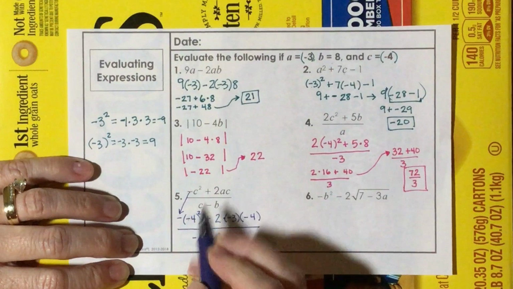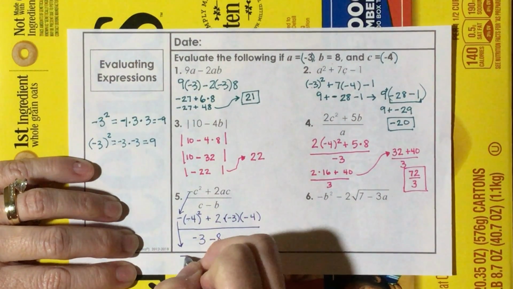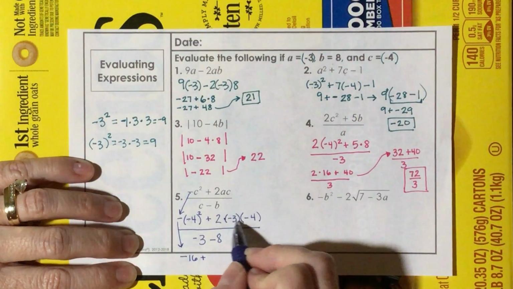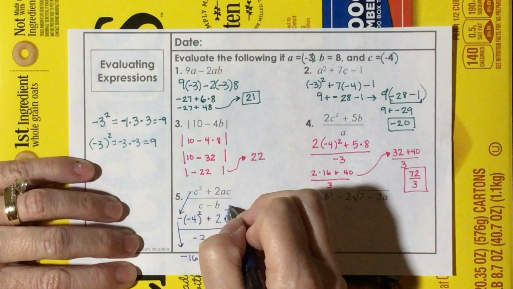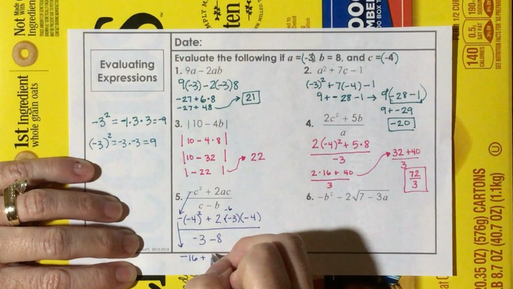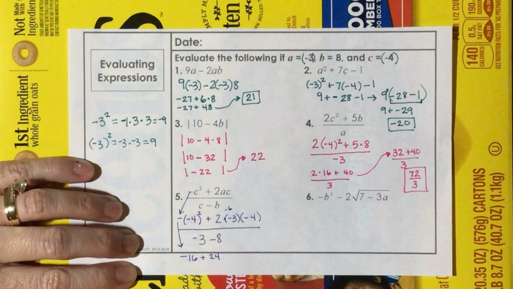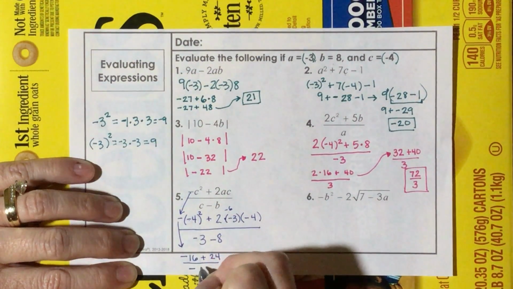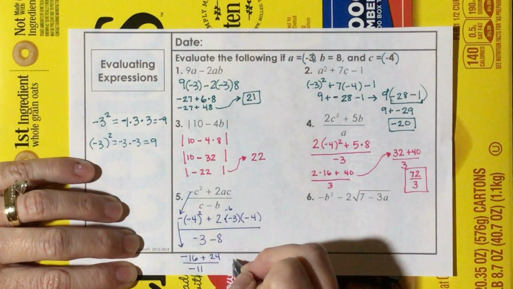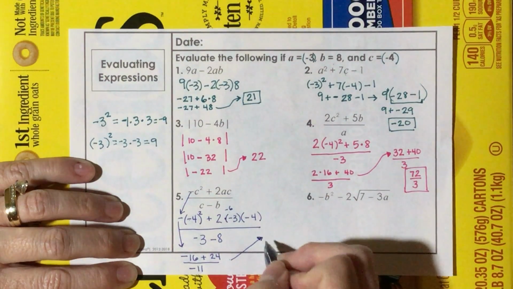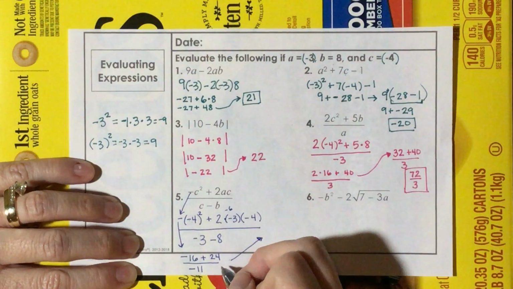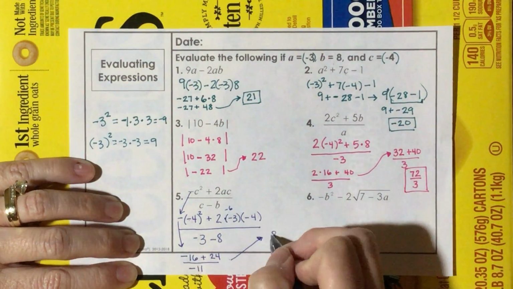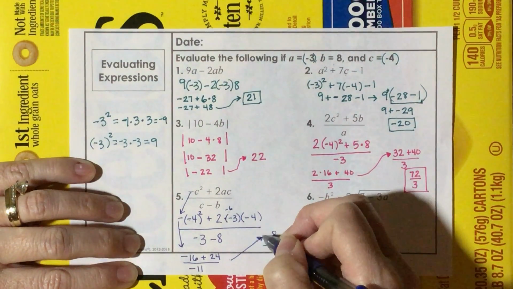Okay, so bringing this negative down again, we have negative, and negative 4 times negative 4 is 16, plus, I'm going to do all of this before I write it down, so 2 times negative 3 is negative 6, negative 6 times negative 4 is positive 24. And then on the bottom, negative 3 plus a negative 8 is negative 11. And on the top, we have more positives than negatives. So let's see, that is 8 more. Oh, yeah, 8 and a negative 11. And that will be my final answer.